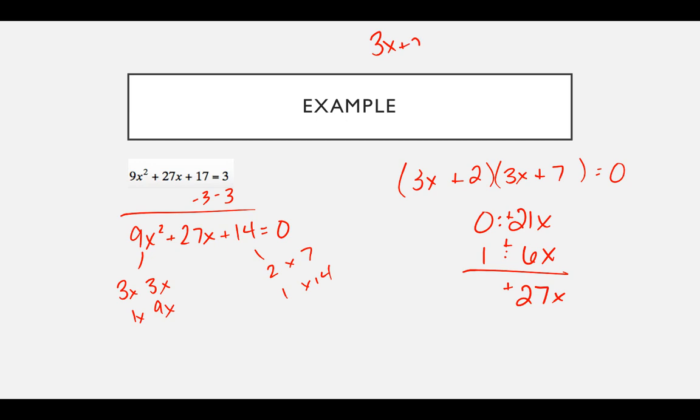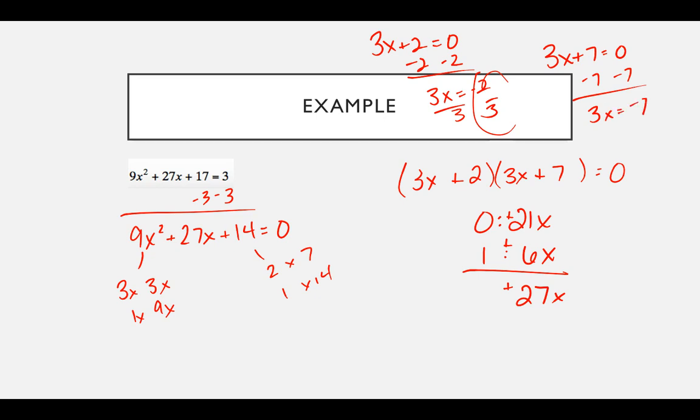So 3x plus 2 equals 0. I'm going to subtract 2 and divide by 3. I get negative 2/3, and 3x plus 7 equals 0. I subtract 7 and divide by 3 to get negative 7/3.